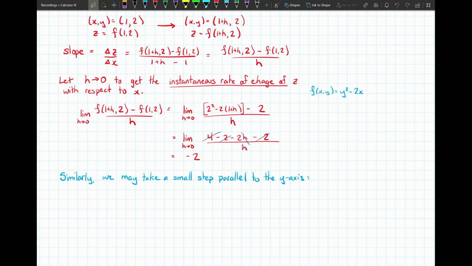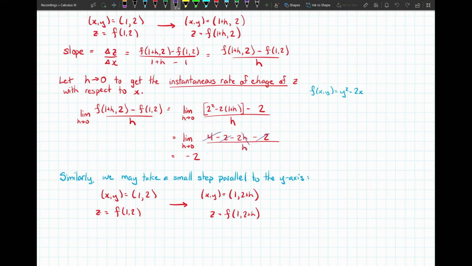If we wish to take a small step parallel to the y-axis, then we're going to be taking our initial point 1 comma 2, with the z value corresponding to f of 1 comma 2, and moving to a new point 1 comma 2 plus h. h could be positive or negative. We just need a second point nearby, and our z value at that point would be f of 1 comma 2 plus h.